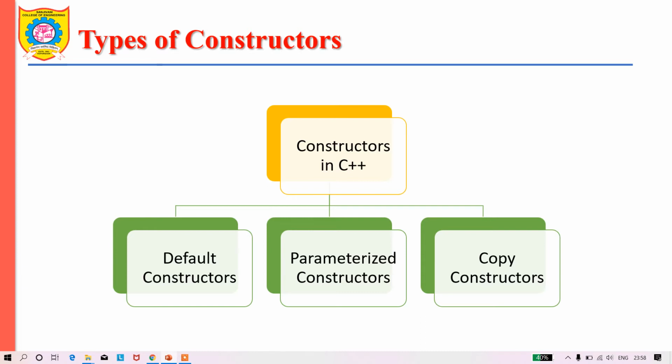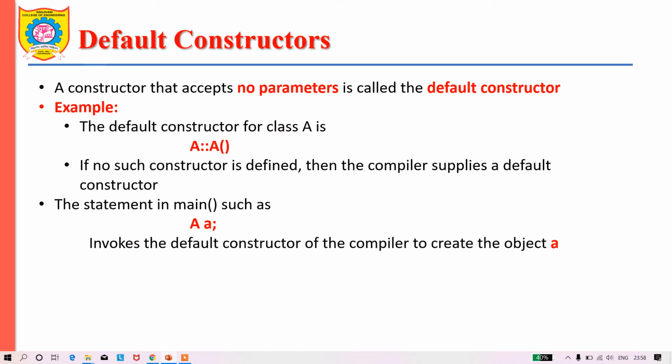Let us see what is default constructor. A constructor that accepts no parameter is referred as a default constructor. For example, a default constructor for a class A is A::A(). Now here this A is the default constructor for my class A. It is a special member function because it has the same name as the class name.